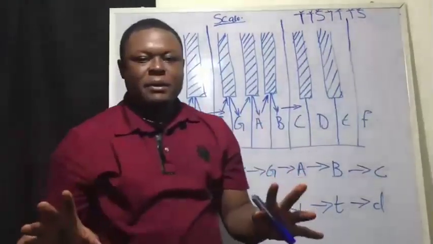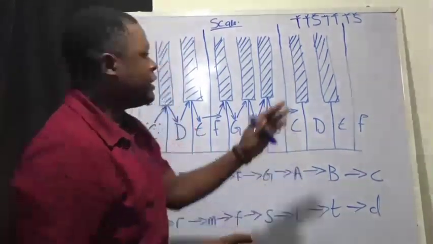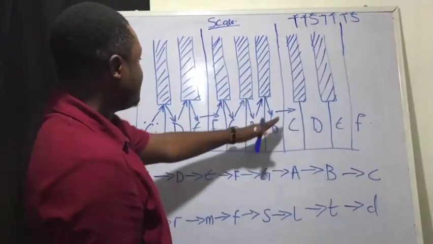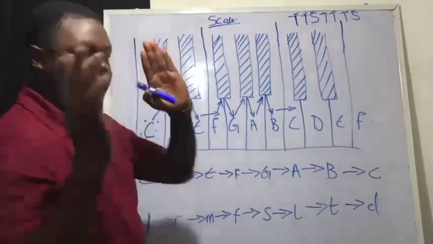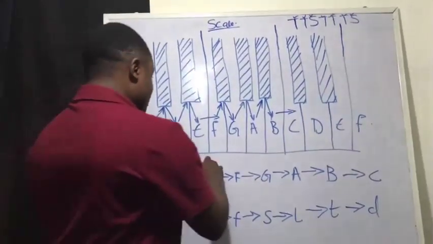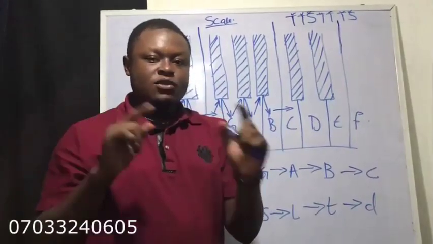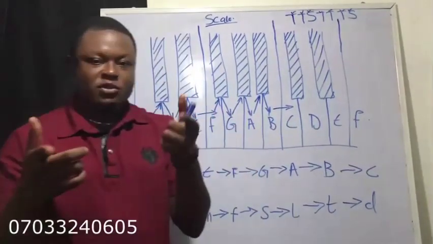Now, for another assignment, you are going to show me how the movement is for descending order. Then you submit it on WhatsApp. Should you have any question about this particular topic, forward it to this WhatsApp number 070-33-240-605. I am going to be attending to you personally.